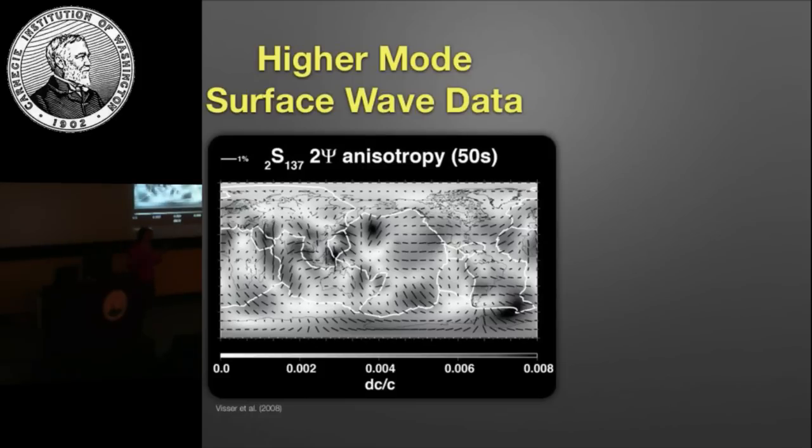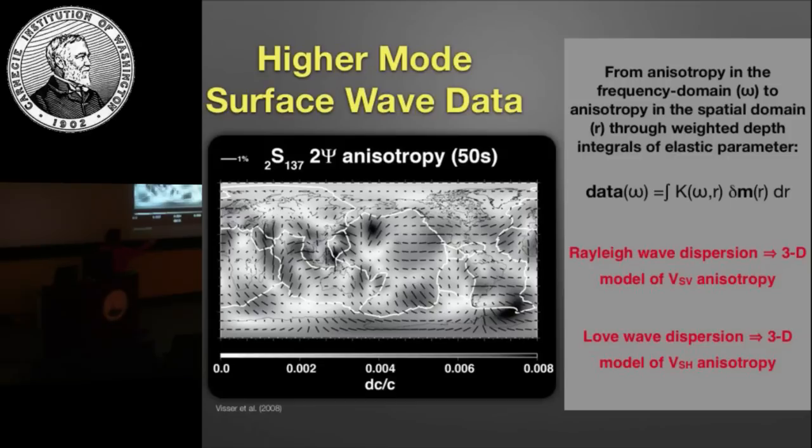So with their global measurements of phase velocities for higher modes, the Utrecht group basically determined the anisotropy of these Rayleigh and Love waves in the frequency domain. And so this is a second overtone Rayleigh wave at 50 seconds period. And you see the black sticks basically represent the fast direction of propagation for these Rayleigh waves. And again, there is a nice relationship between the phase velocity measurement, or even the anisotropy in the frequency domain, to the elastic parameters that control the anisotropy in the spatial domain.